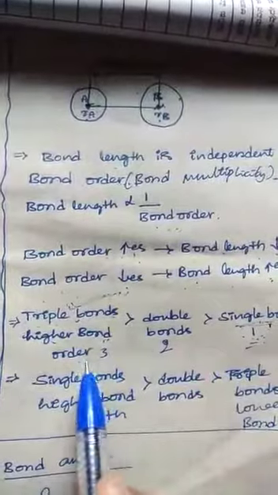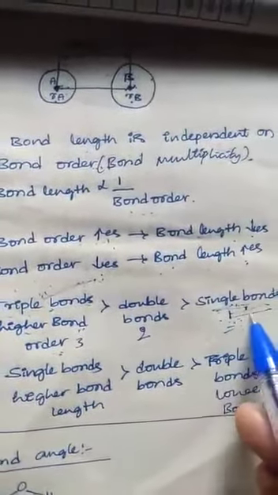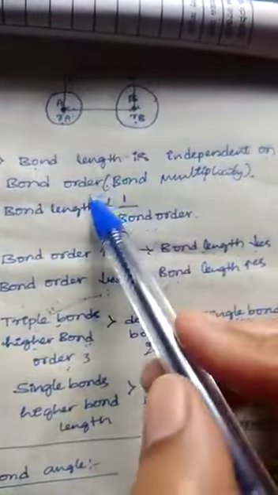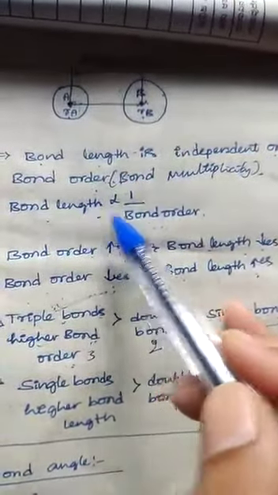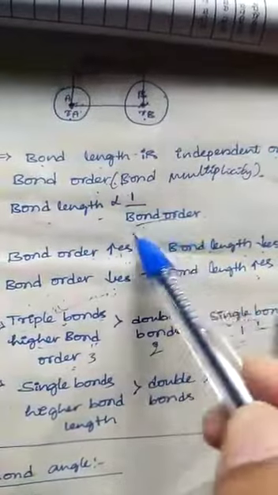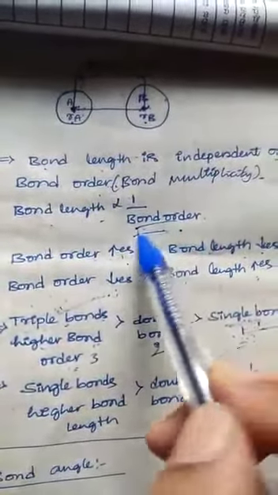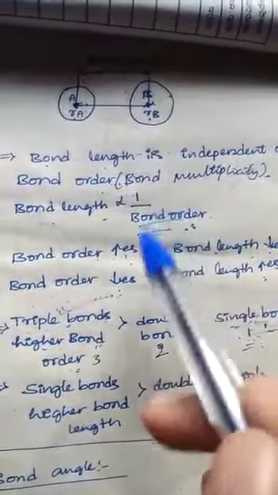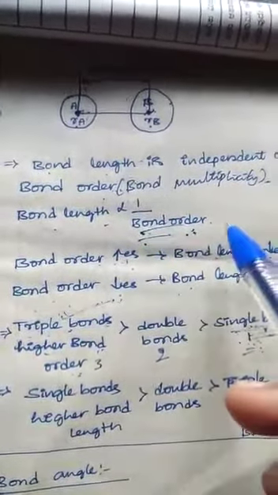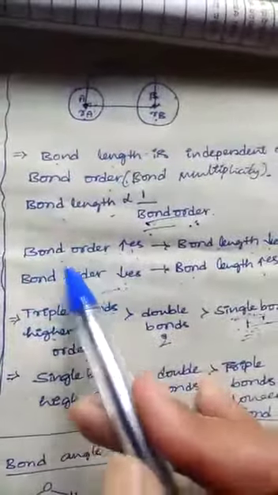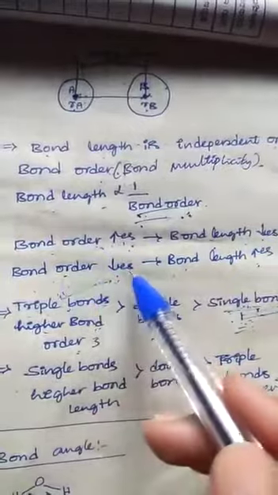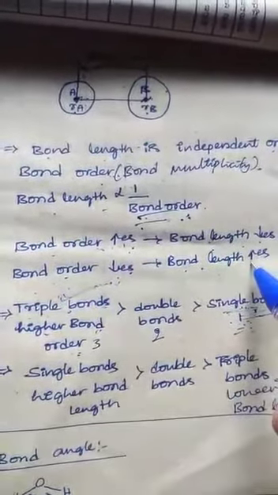We know that the bond order of a triple bond is higher when compared to the bond order of a single bond. Here bond length is dependent on bond order. That means bond length is inversely proportional to bond order. That means the higher the bond order, the lower the bond length, or the lower the bond order, the higher the bond length. In this case, if the bond order increases, bond length decreases. If bond order decreases, the bond length increases.